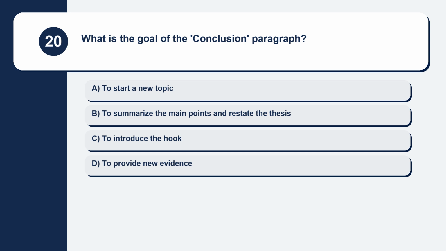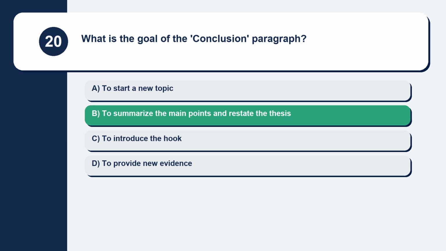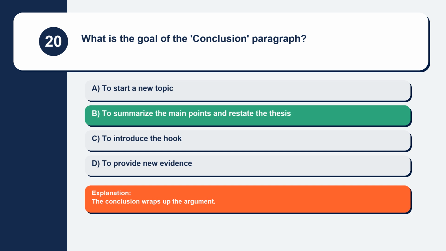Question 20. What is the goal of the conclusion paragraph? To start a new topic. To summarize the main points and restate the thesis. To introduce the hook. To provide new evidence. The conclusion wraps up the argument.